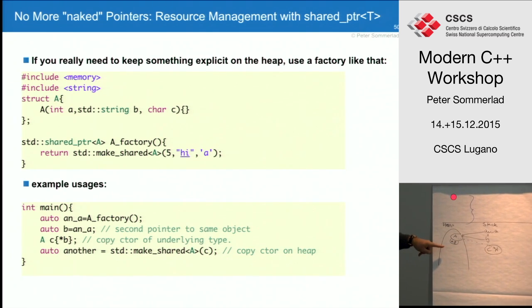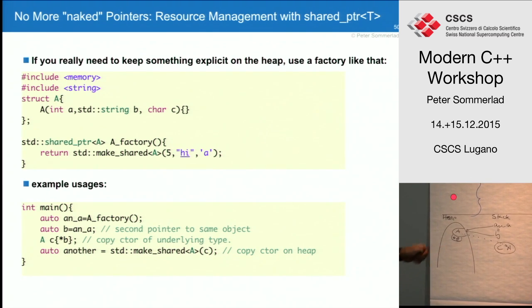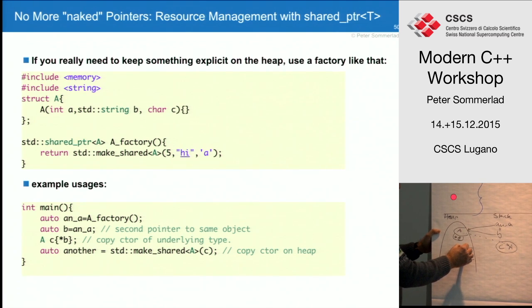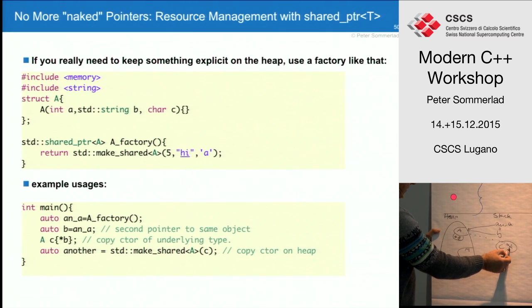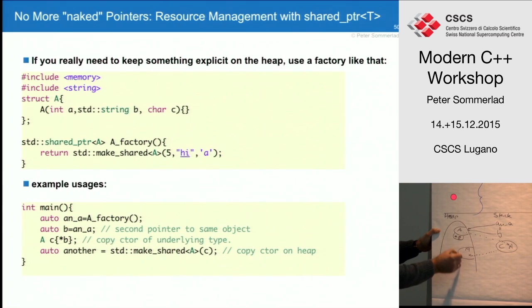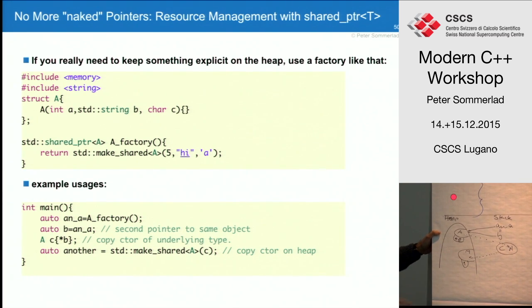And in the fourth statement, we create another A object by taking the value of that C and calling the copy constructor and putting the space here, and that has also a reference counter with the value of 1.